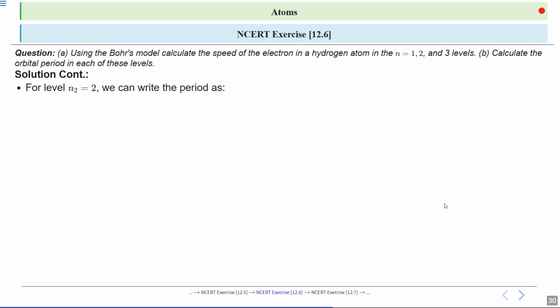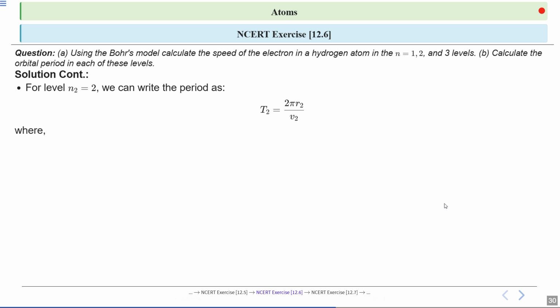Let's focus on the second energy level where n equals 2. Here we are interested in finding the orbital period, which is the time it takes for the electron to complete one full revolution around the nucleus. The formula for the time period at level n2 equal to 2 is T2 equal to 2 pi R2 divided by V2. Here T2 is the orbital period, R2 is the radius of the orbit for n equal to 2 and V2 is the speed of electron in that orbit. The 2 pi R2 part gives the circumference of the orbit and dividing by the speed tells us how long it takes to go around once.